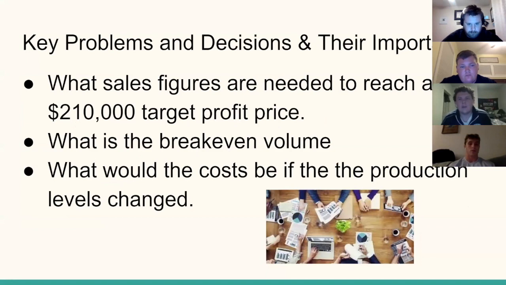So the key problems and the decisions and their importance. What sales figures are needed to reach a $210,000 target profit price? With a target profit price, it sets a clear and understood goal of what the business wants, in this case, $210,000. Once this goal is established, it is easier to set marks for the company of what sales will be needed and cost of production.